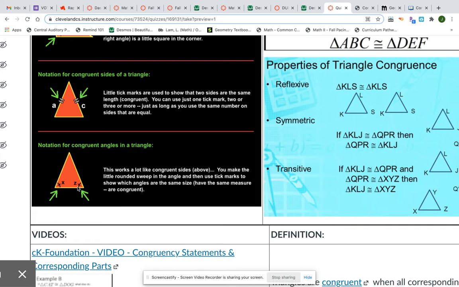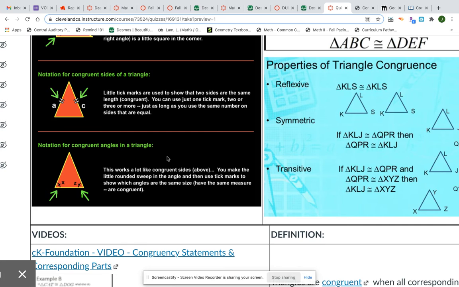All right, for angles, they would have some type of congruency mark, maybe one arc, or they'd both have two arcs. Here you see that they have one arc and a little tick mark, one arc and a little tick mark. So if this angle Z was 30 degrees, then this angle X right here would also be 30 degrees because they have the same tick marks, therefore they are congruent.